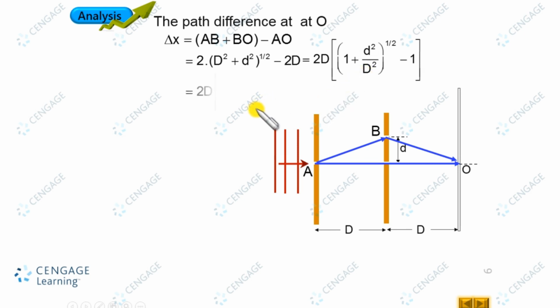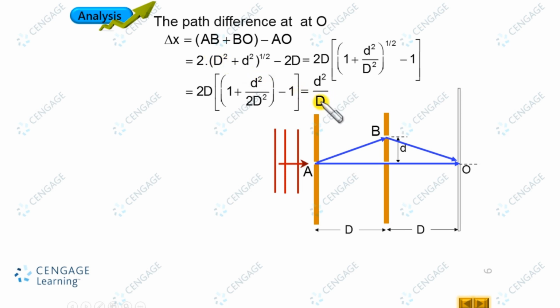So this relation should be like this, and here you can observe 1 and minus 1 will get cancelled. So this relation should be equal to 2d multiplied by small d square divided by 2 capital D square, and 2 and 2 will also get cancelled, capital D and 1 capital D will get cancelled. That means this path difference should be equal to small d square divided by capital D.